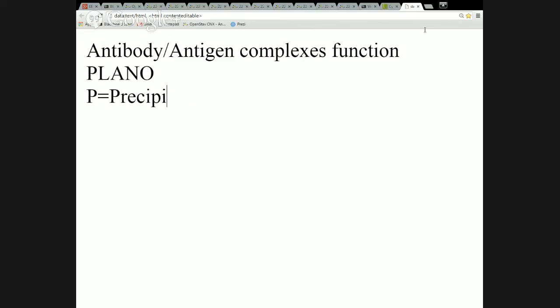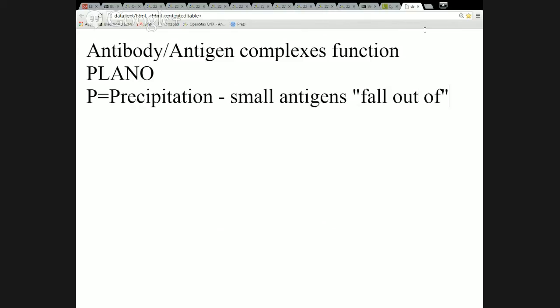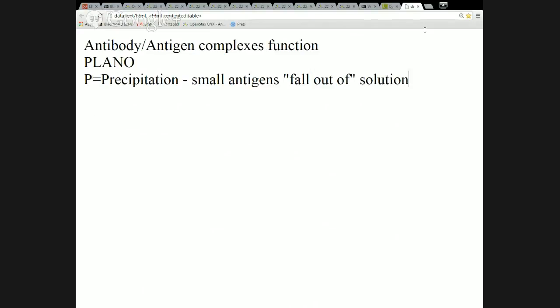Precipitation, which is when small antigens fall out of solution. Okay, so I'm going to make this smaller. When something precipitates, that means in a solution, something falls out. The word precipitation we often use in reference to rain or something like that.